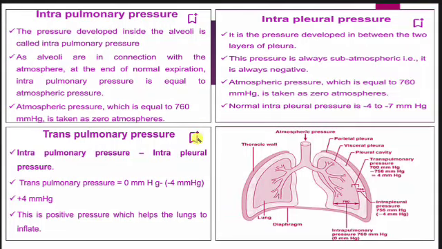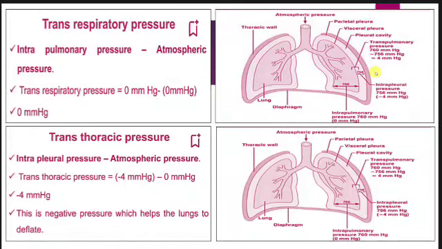Transpulmonary pressure. This one here. Transpulmonary pressure. Number 5 is the transrespiratory pressure. This one here, transrespiratory pressure. Number 6 is the transthoracic pressure.